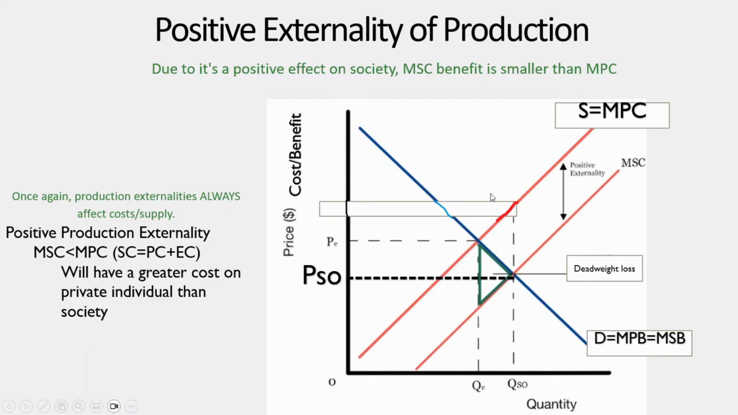For this right here, the positive externality of production, as you see right here, the marginal private cost is greater than the marginal social cost. And you could tell it's greater just by doing little dash marks right here. It's at a higher price. The social cost equals the private cost plus the external cost. So it's going to have a greater cost in a private individual than society as a whole. What you do right here is you start at the MPC, and then you do the little dash mark downward, and this will give you a deadweight triangle.